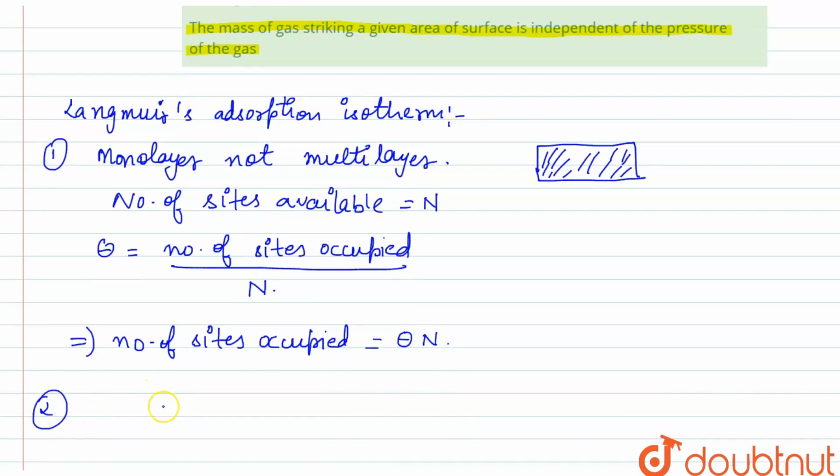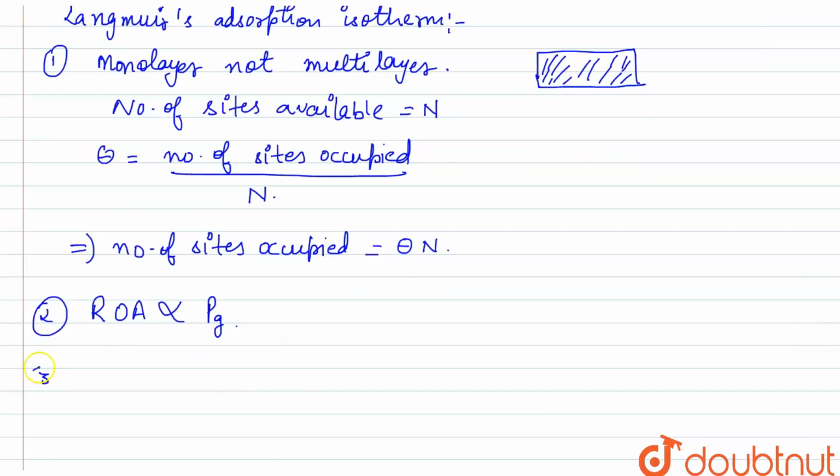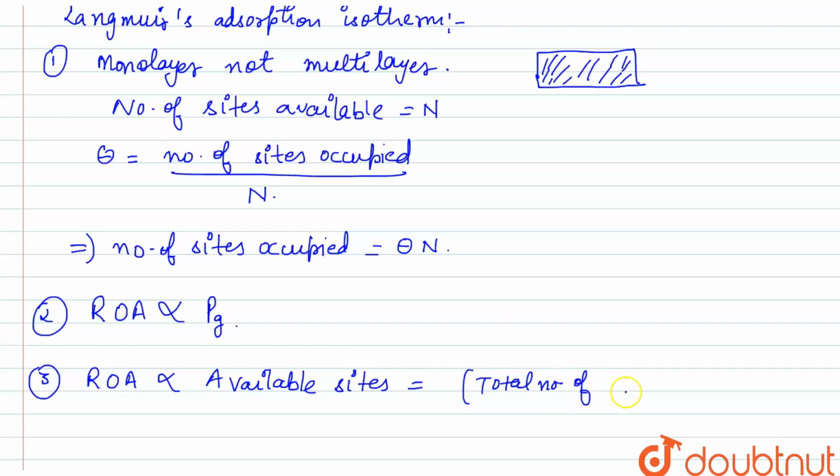Second assumption we can say is about the rate of adsorption, that is ROA, or rate of dissociation. That is basically directly proportional to the pressure of the gas present, that is striking on the surface. And third is also that the rate of adsorption is directly proportional to the available sites, that is equal to total number of sites minus occupied sites. So the total number of sites is n, and the occupied sites is n theta. So this is the relation.